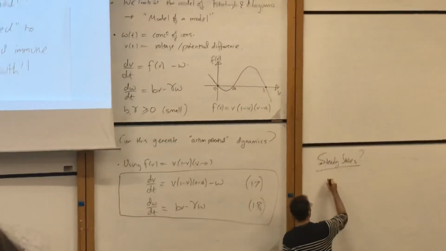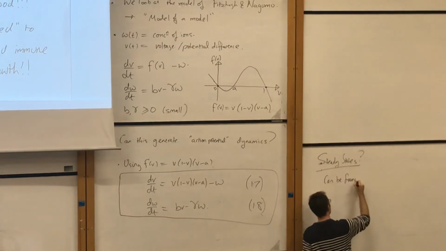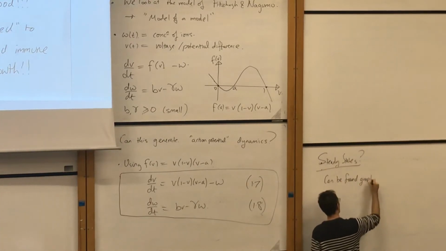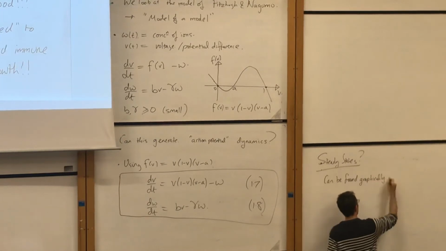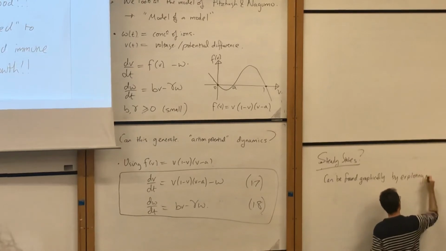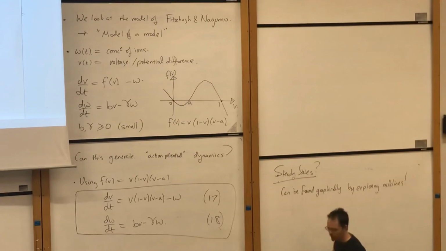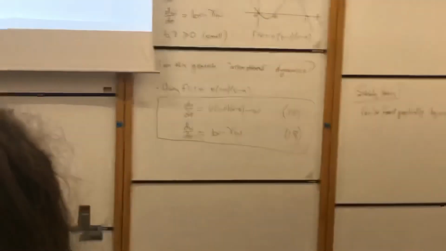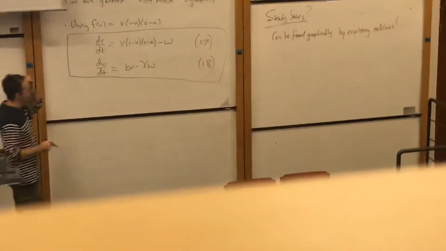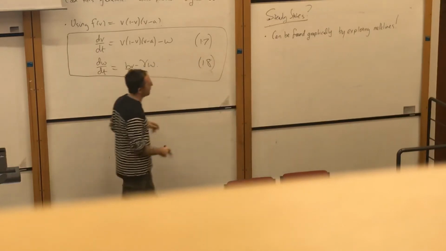So steady states can be found graphically by exploring the null lines. Sometimes it's not necessary to go through explicit calculations when you're trying to find things like steady states. So what are the null lines here?